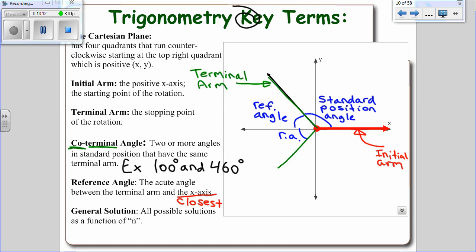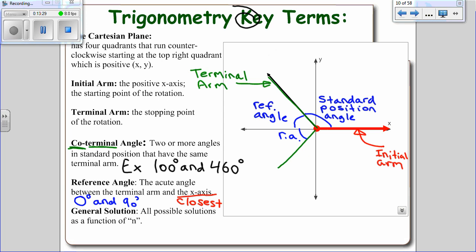This idea of always going to the closest x-axis can be explained in another way. It can be explained in that the reference angle is always in between 0 and 90. It will never be bigger than that.